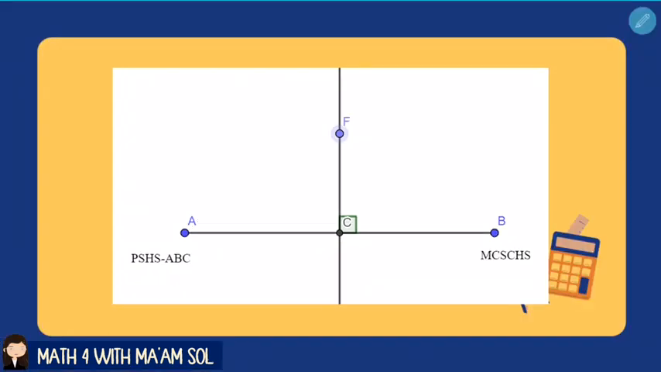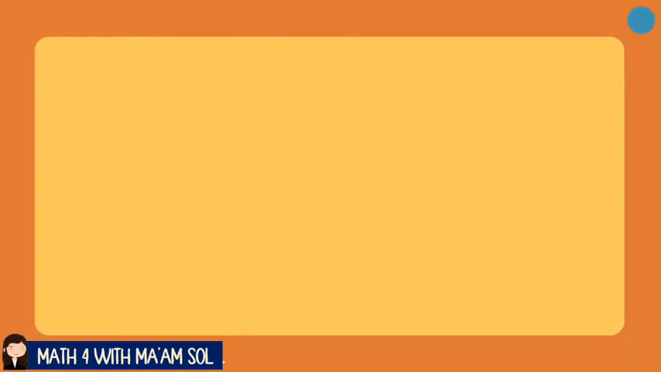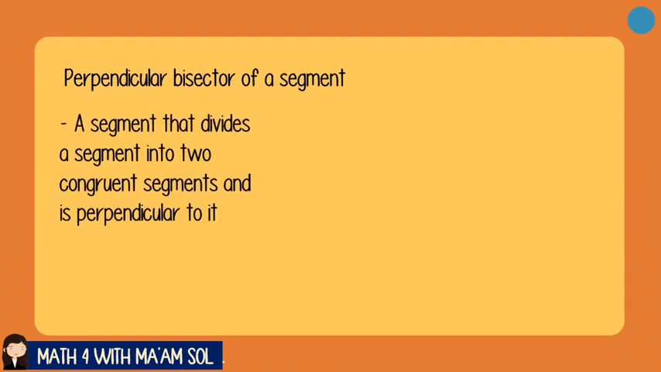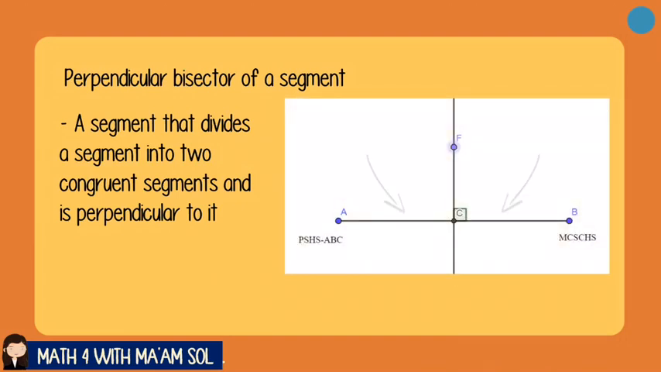Now, we actually have a specific term for line FC. First, we know that it is perpendicular to segment AB. Second, we know that since it passes through the midpoint C, it actually bisects AB. Thus, we call FC the perpendicular bisector of AB. Let us now formally define the perpendicular bisector of a segment. It is a segment that divides a segment into two congruent segments and is perpendicular to it.